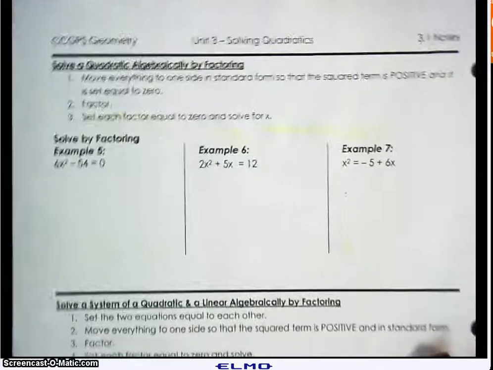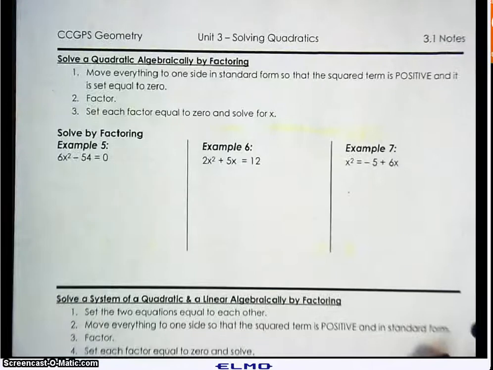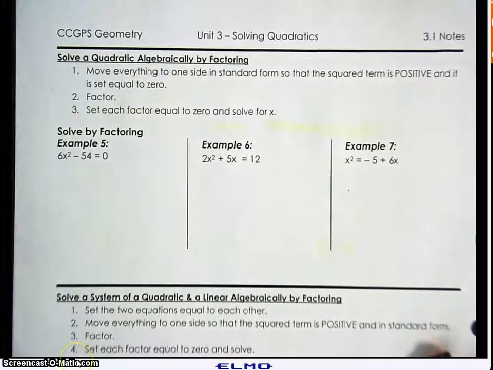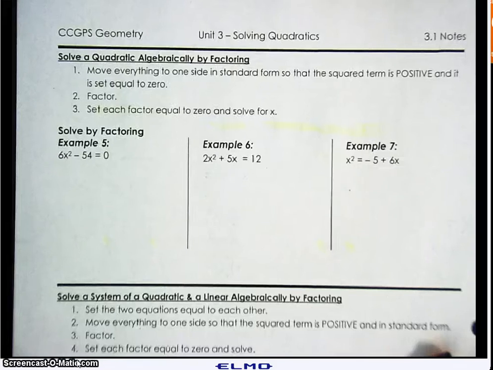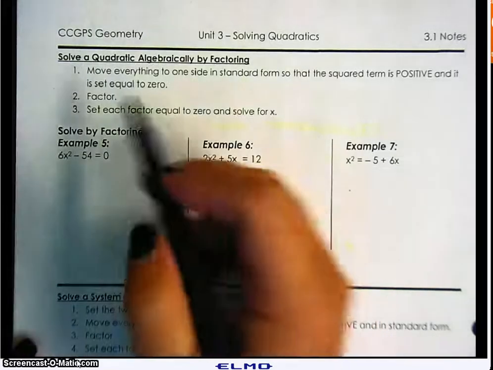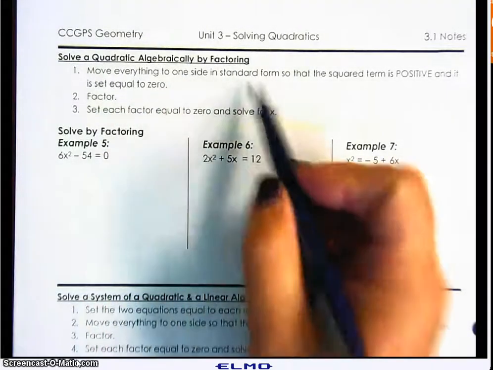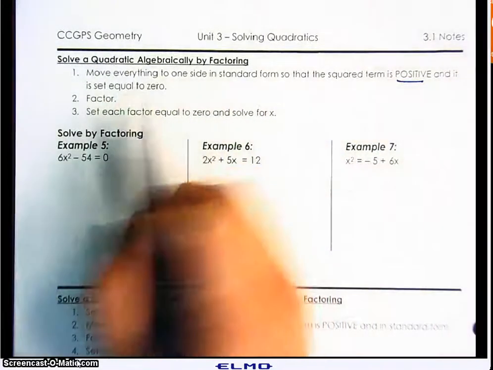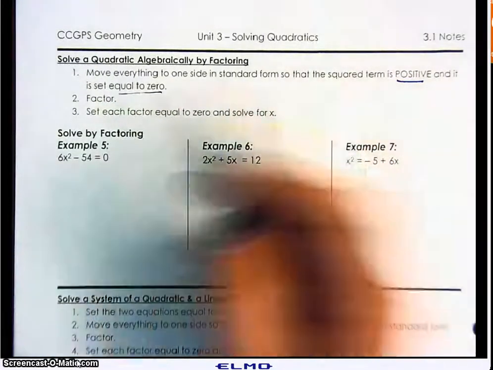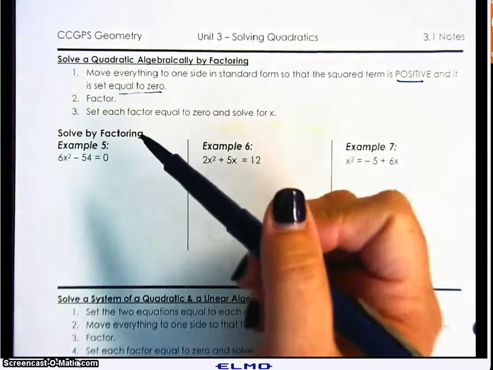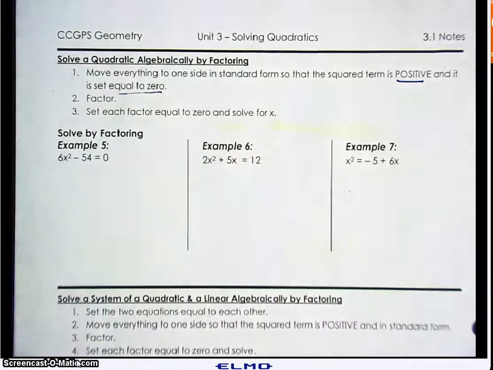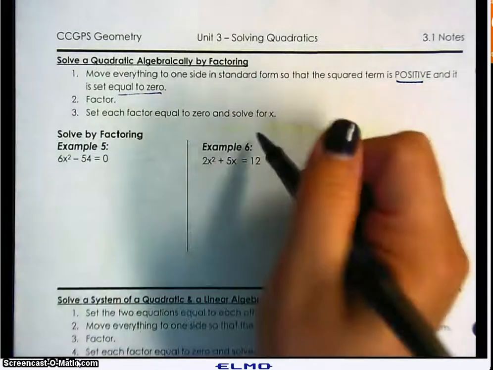On the back of the notes, we have solving algebraically. To solve algebraically, we're going to use factor and solve. So this again is going to practice what we learned in previous units. Move everything to one side and make sure it's in standard form. You always want your squared term to be positive, and make sure the whole thing is set equal to the number 0. Factor, so it might be factor trinomial, factor GCF, difference of two squares. It could be anything. Set each factor equal to 0 and then solve for x.